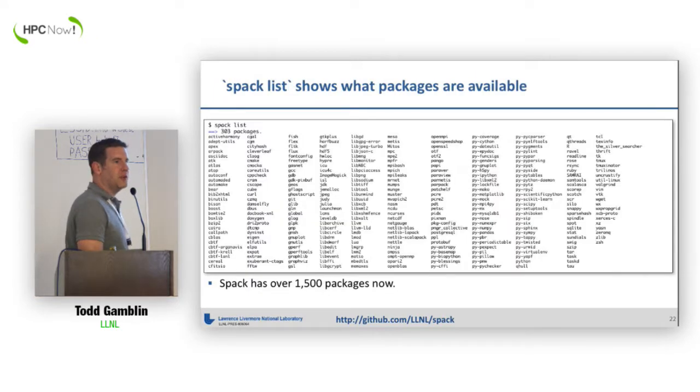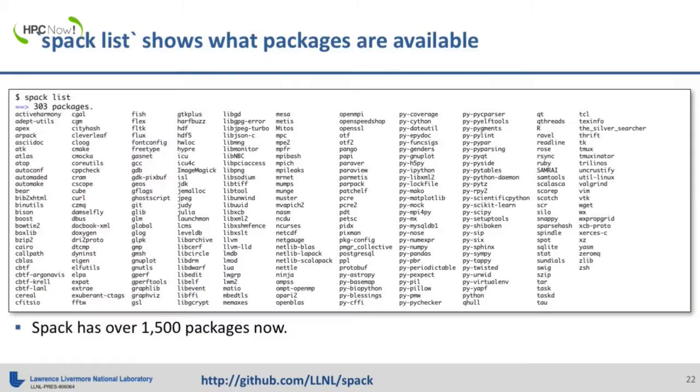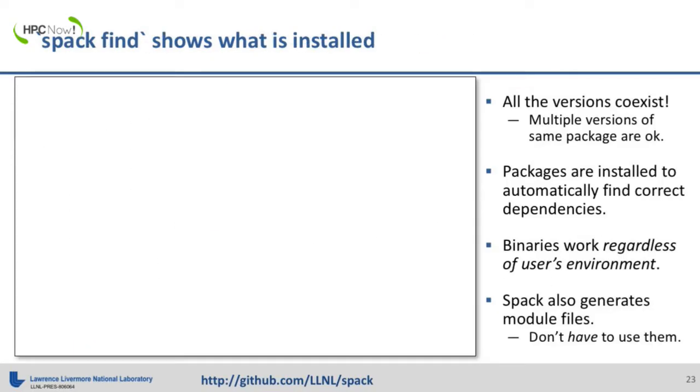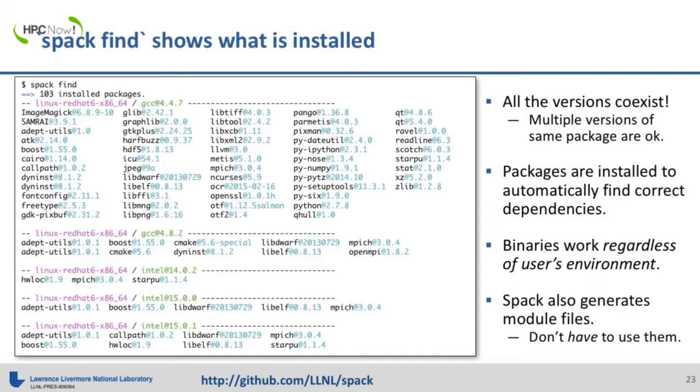Okay. From a command line perspective, Spack looks pretty much like a regular package manager. You would say spack list to get a list of all the packages that are available. We have over 1,500 packages now. And then you would say spack find to see what you've already installed. I'll show this in the demo. If you say spack find, you get a list of packages sort of like before, but it's a little different.